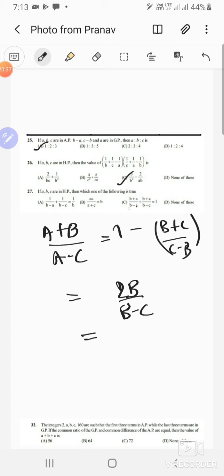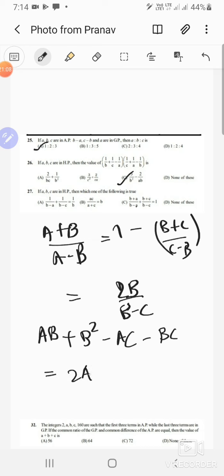So this is A plus B, and then this is A. Oh, here's where I went wrong. This is supposed to be A minus B. Yes, that's more like it. Fine, so hopefully that will give me something nice. So yeah, just cross multiply. That will give me AB plus, well, B squared minus AC minus BC equals 2AB minus 2B squared.